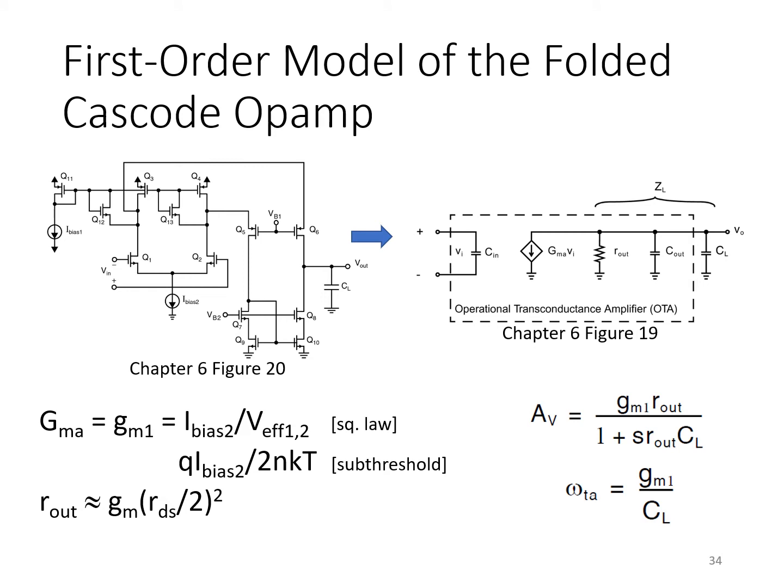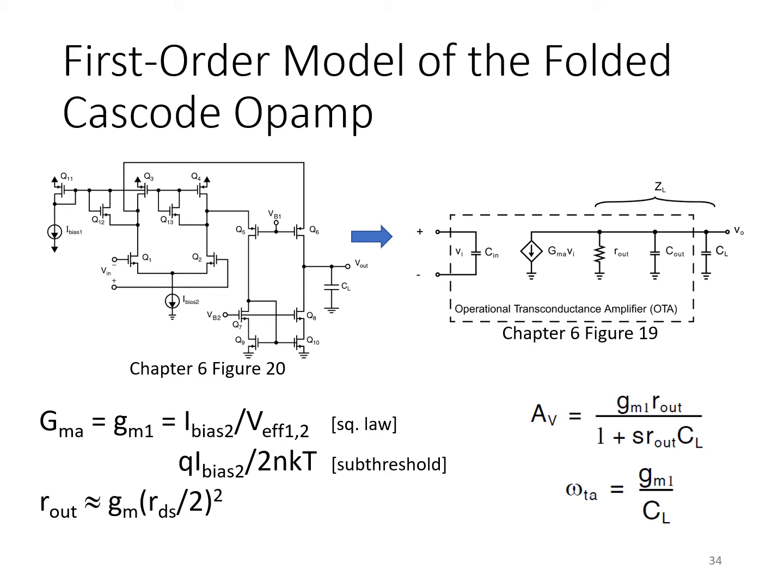So here we have a summary of what we've just been talking about. Over here on the left, we have the schematic of the folded cascode single stage op-amp, and on the right, its small signal equivalent circuit, highlighting the transconductance capital GMA of the op-amp, which we've said is equal to the small signal transconductance of the input differential pair transistors Q1 and Q2.